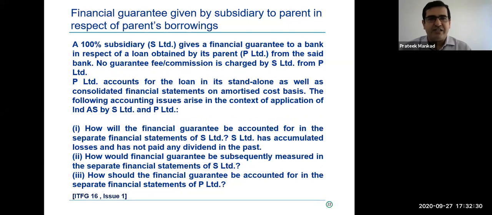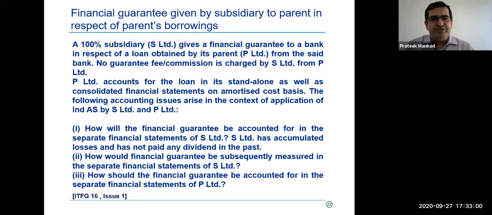Okay, the next one is an extension, a logical extension. This time a guarantee is given by a subsidiary to parent for parent's borrowings. So hypothetically, let's assume that subsidiary S gives a financial guarantee to bank for a loan taken by parent P. There is no guarantee fee or commission charged by S from P Limited. Both the parties account for this as a loan on an amortized cost basis.